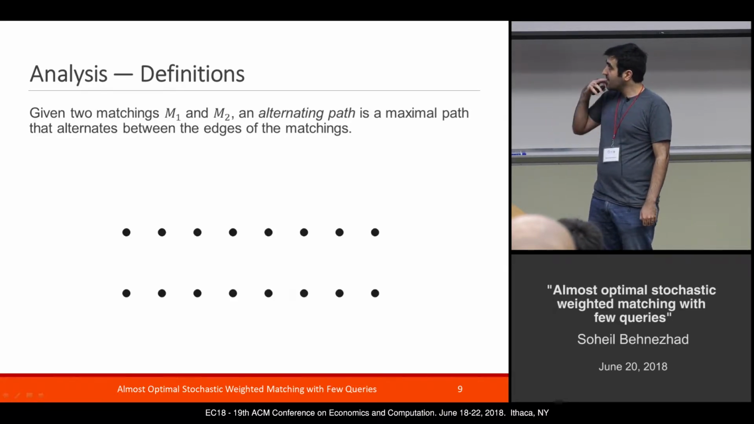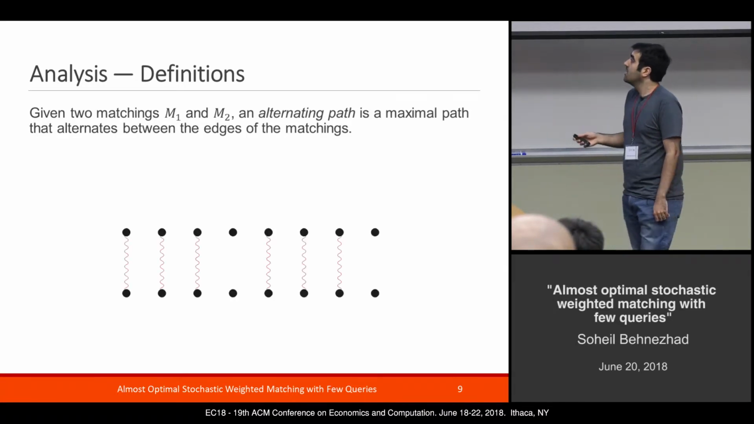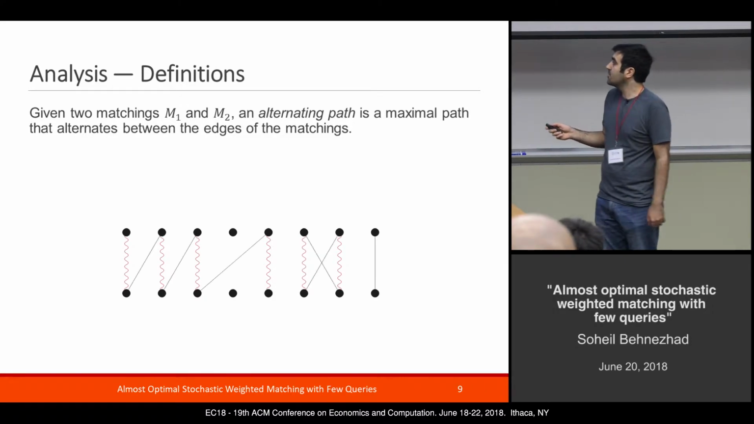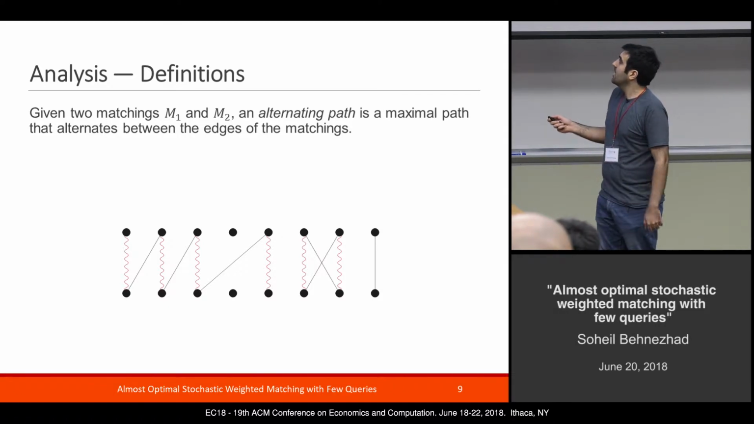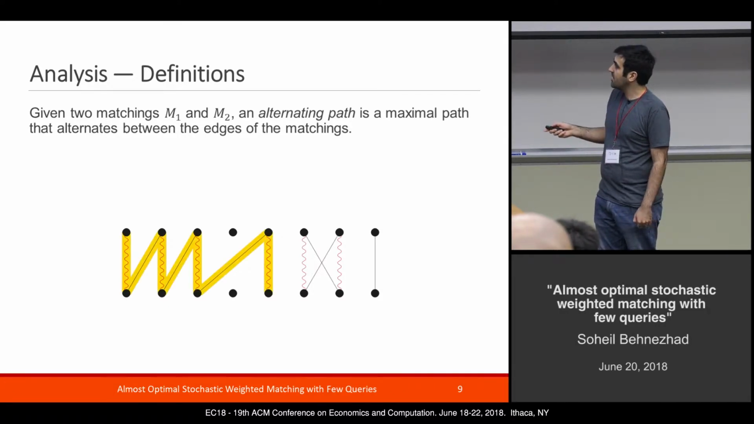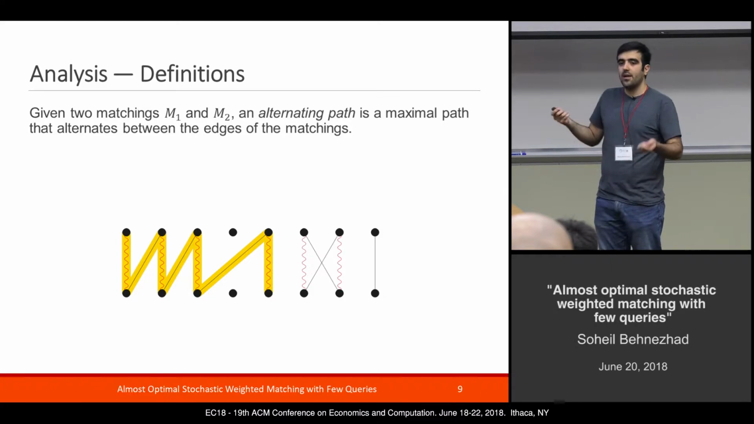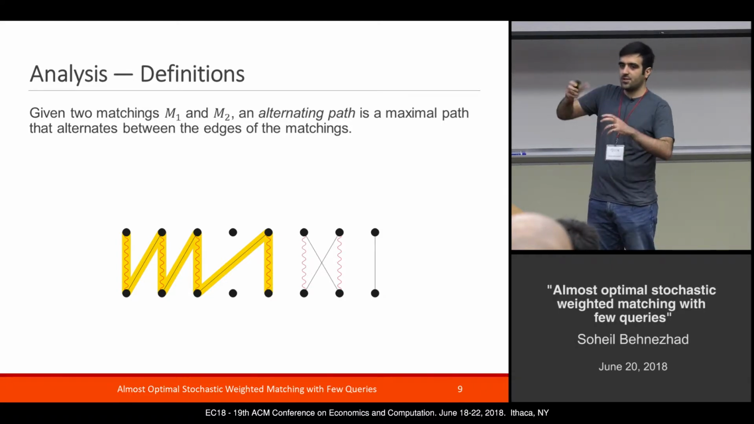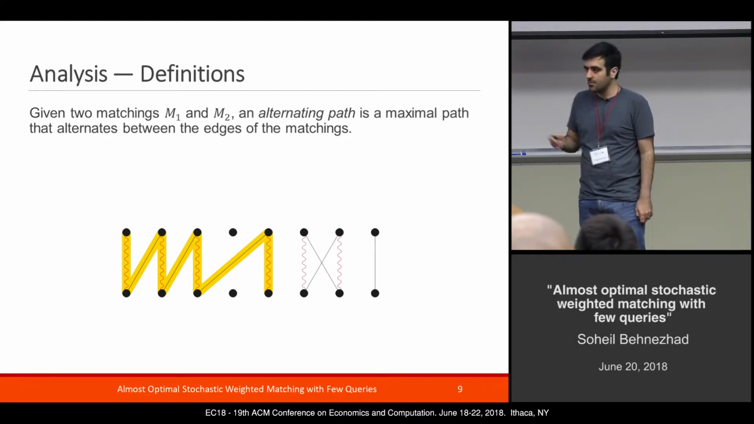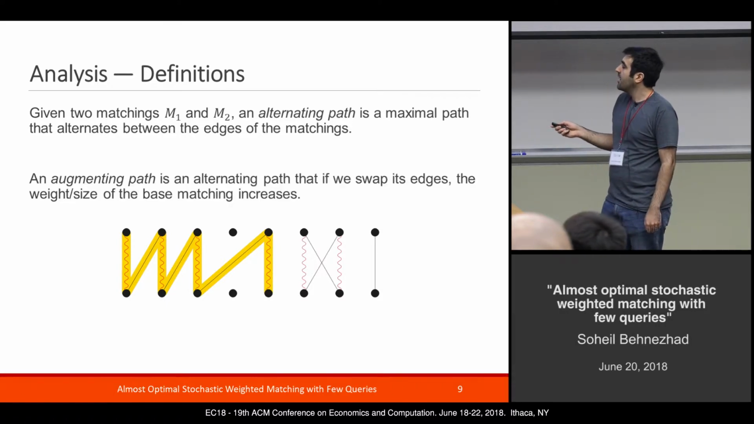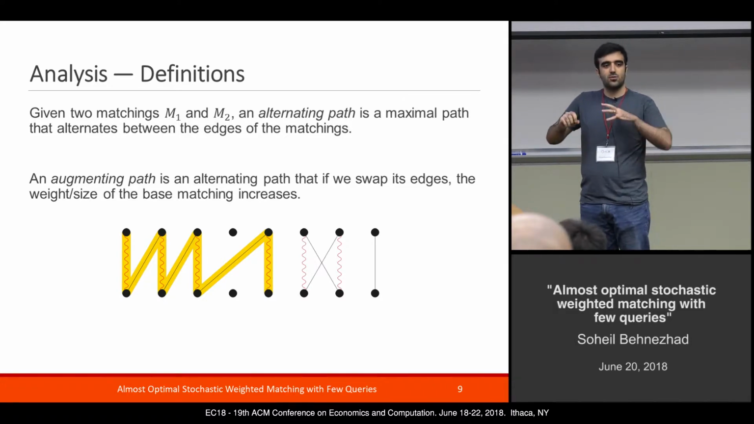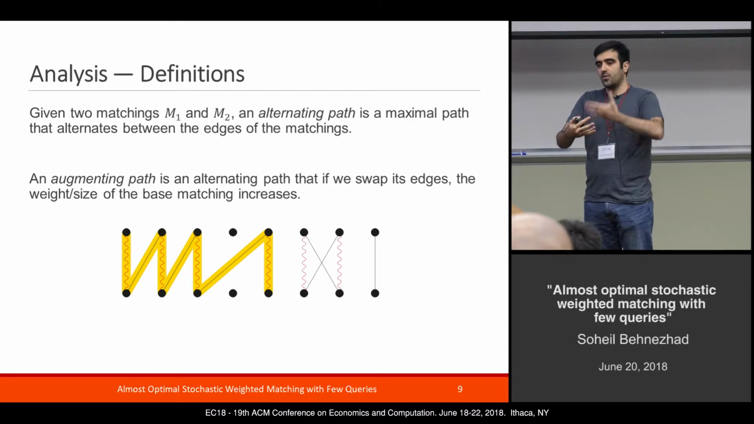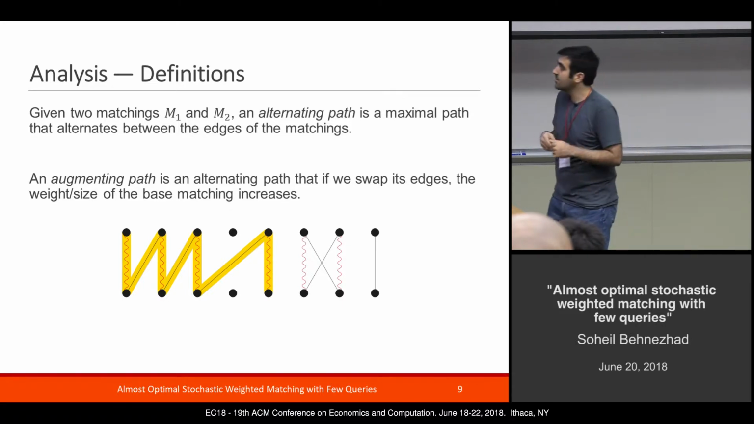So I'll start with a set of definitions. You're probably familiar with this. If you have two matchings, M1 and M2, an alternating path is a maximal path that alternates between the edges of the matchings, right? And an augmenting path is an alternating path that, if you swap the edges, increases the matching size in unweighted graphs, right?